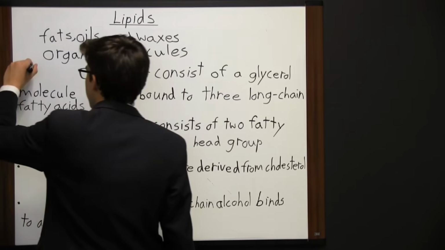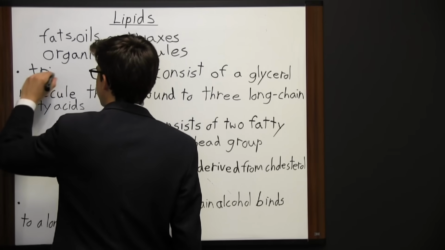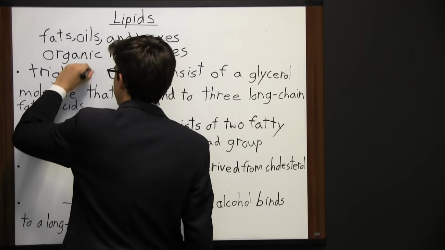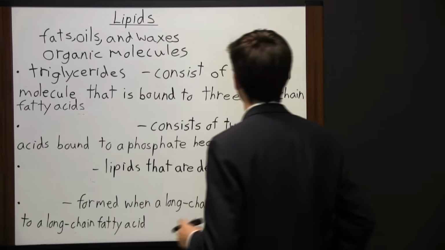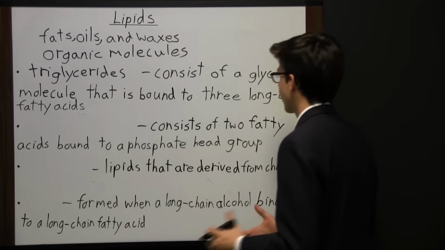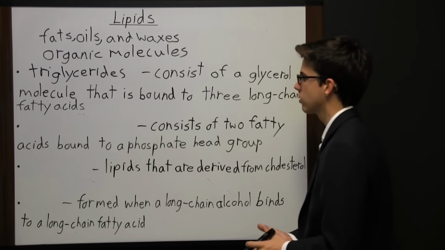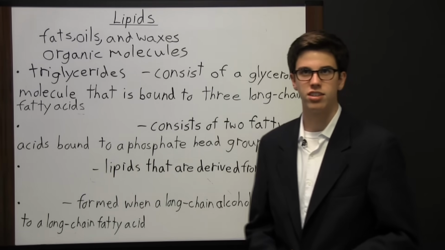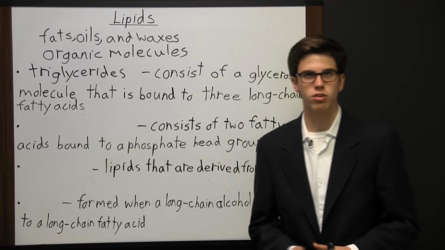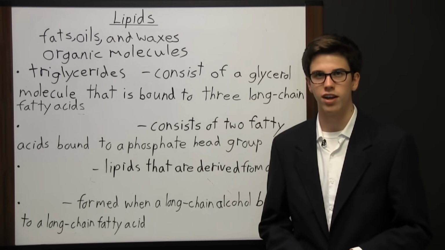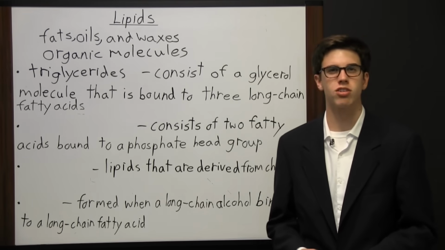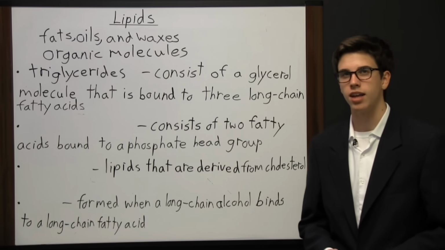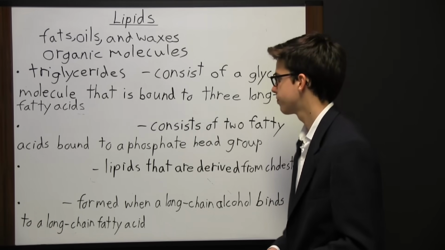And so the first is triglycerides. Stated somewhat simply, triglycerides consist of a glycerol molecule that is bound to 3 long-chain fatty acids. So glycerol is a polyalcohol, and fatty acids are long-chain carboxylic acids. So triglycerides are the most common lipids and make up fats and oils.